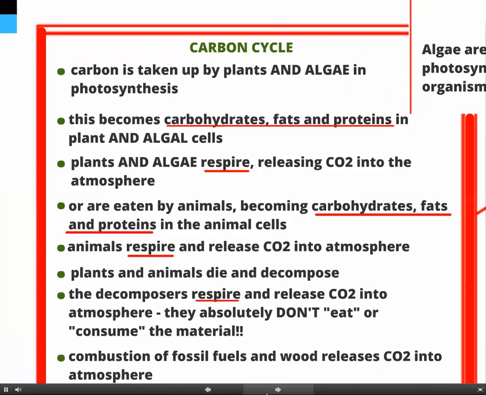The carbon cycle. Carbon is taken up by plants and algae in photosynthesis, and this becomes carbohydrates, fats and proteins in plant and algal cells. The plants and algae respire, releasing CO2 into the atmosphere, or they're eaten by animals, becoming carbohydrates, fats and proteins in the animal cells, and the animals respire and release CO2 into the atmosphere.